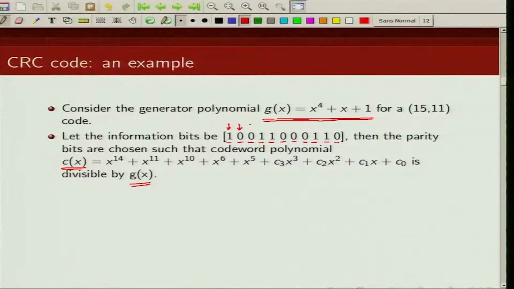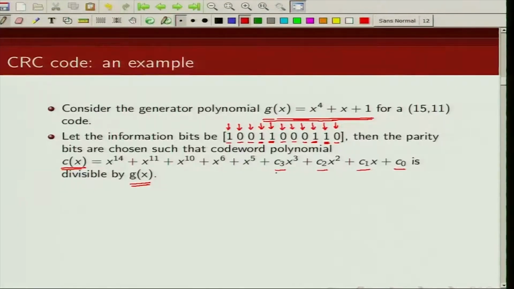So this is C14, C13, C12, C11, C10, C9, C8, C7, C6, C5, C4, and then C3, C2, C1, C0. These are my parity bits. So this is x^14 plus x^11 plus x^10 plus x^6 plus x^5 plus C3 x^3 plus C2 x^2 plus C1 x plus C0. This is my code polynomial.